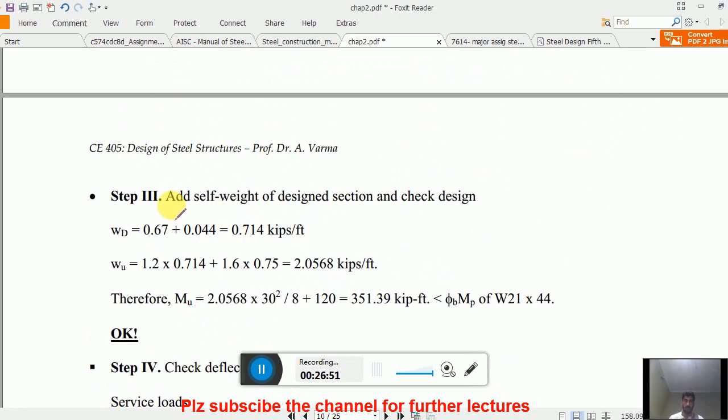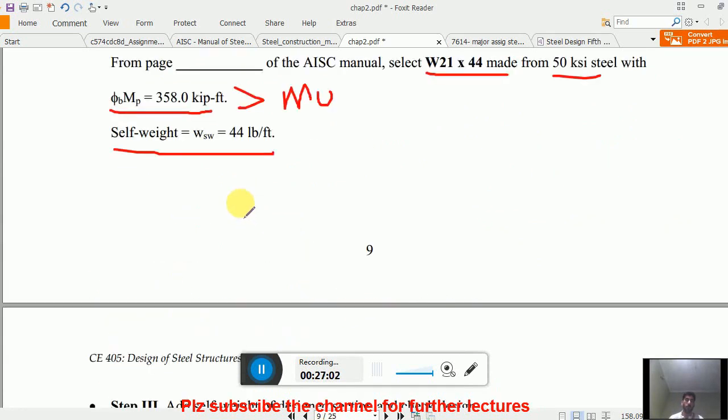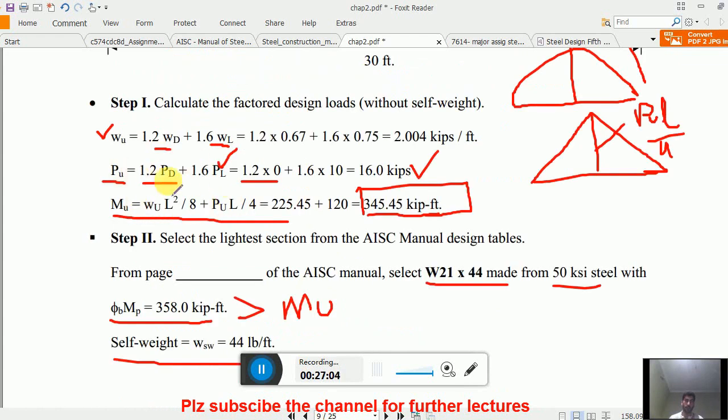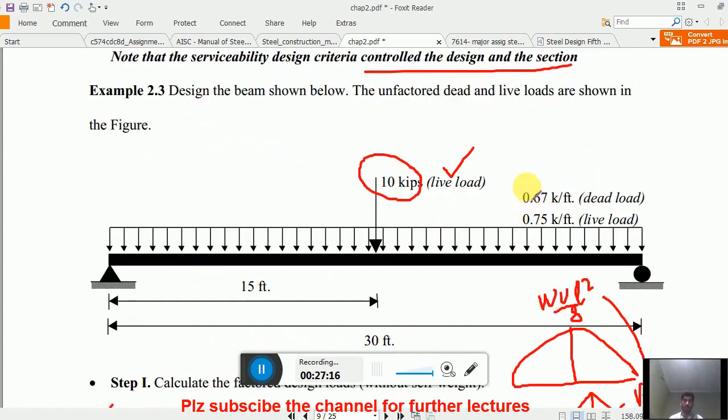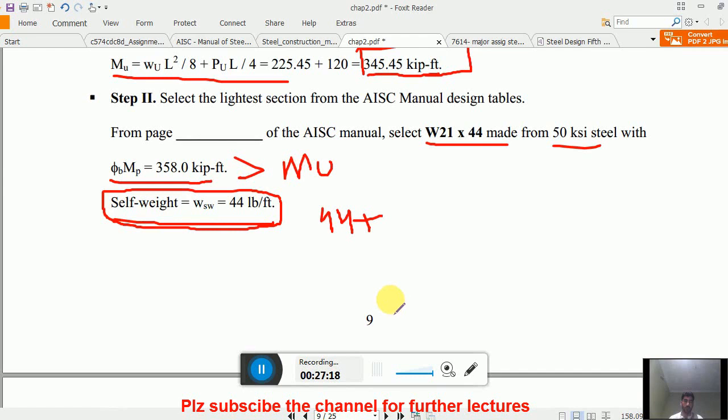Okay, so this is the step. You need to redesign the things, the same WD and the same WU. Clear? And remember, in PU you don't need to add up, because the weight of the beam is uniformly distributed. So that's why this 44 should be added up with what? With dead load, which is coming this one, 0.67. Okay, so you must remember.